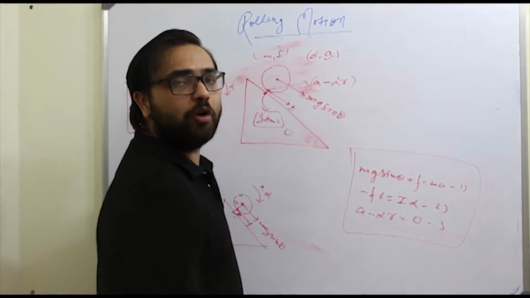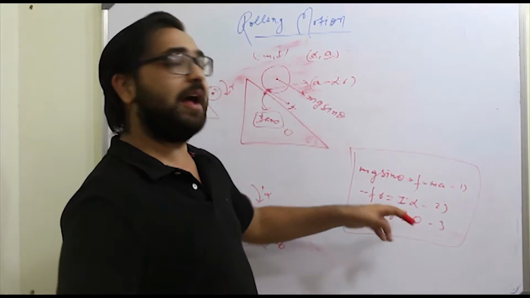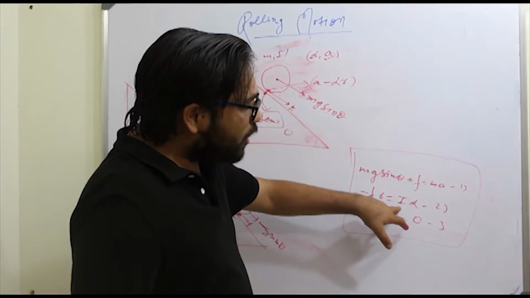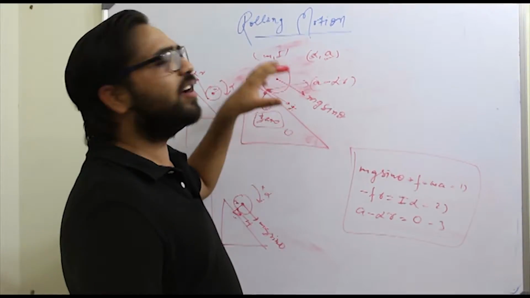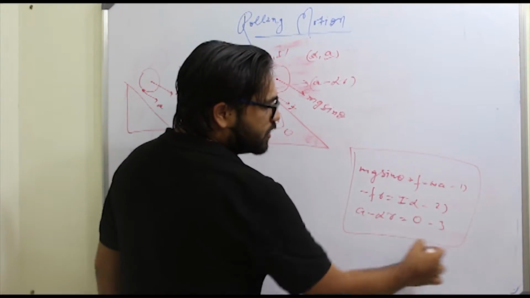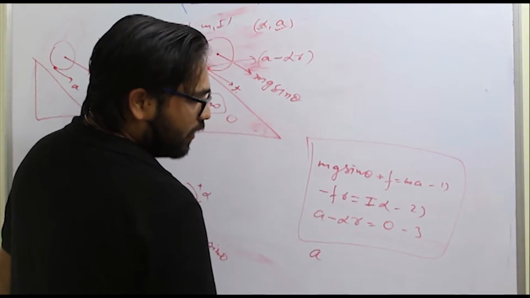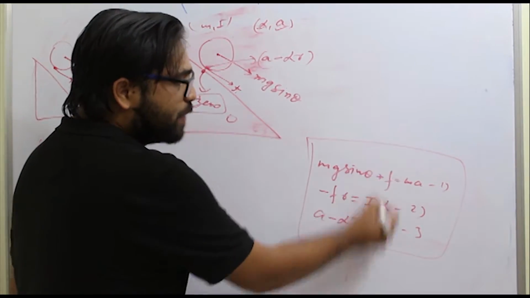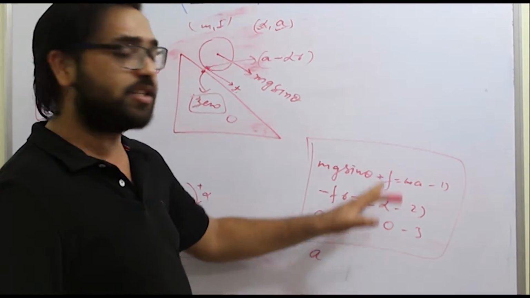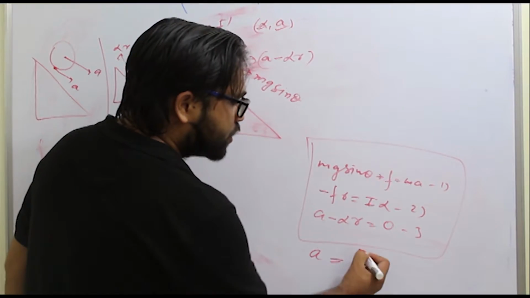If it's a disk, you just plug in the value of I. If it's a sphere, again it will have a different I. So the value of I will be different for disk, sphere, ring, or whatever. And after solving all these three equations, you can get the value of A, right? Now, I am not going to do this because this is math. Three equations, three variables. This is purely math. You will get A equals to something, right?